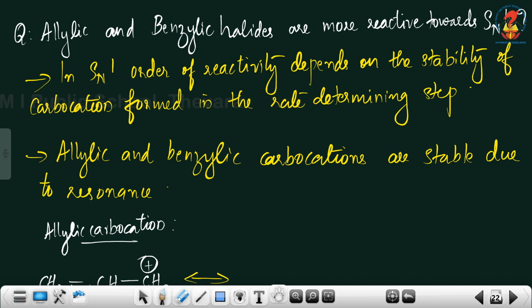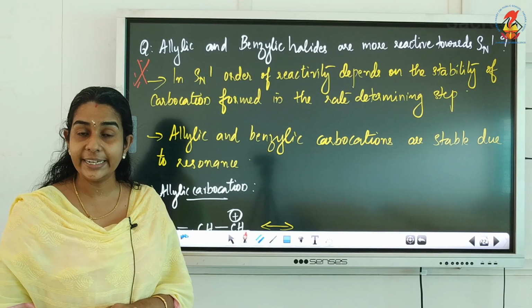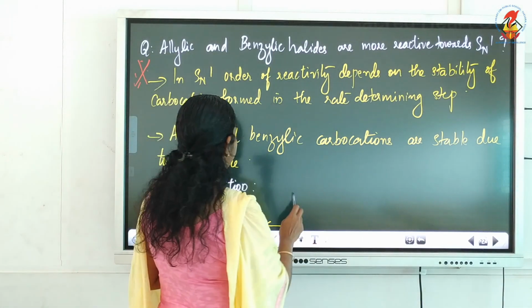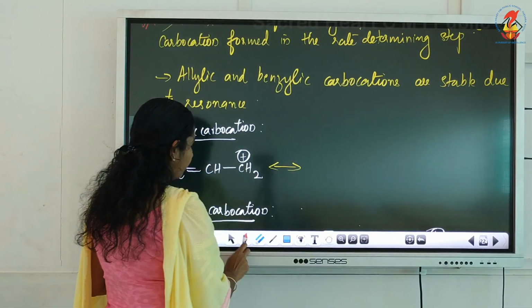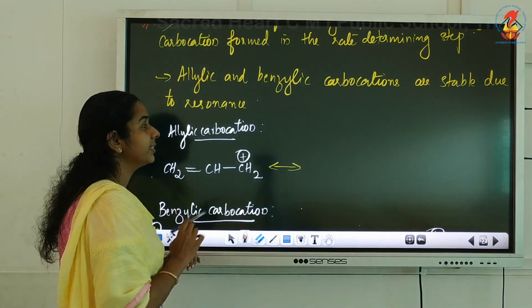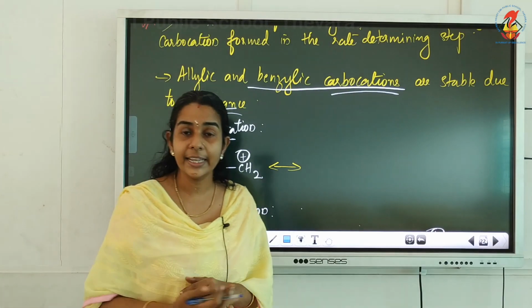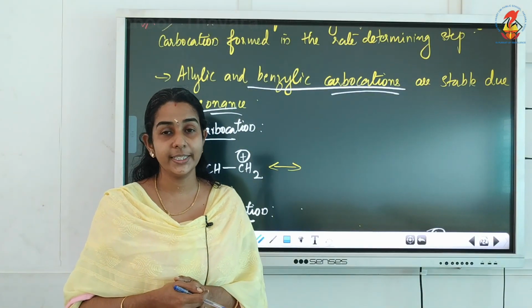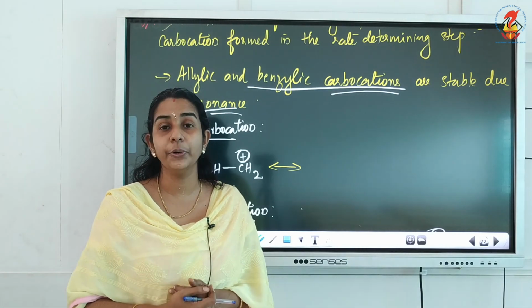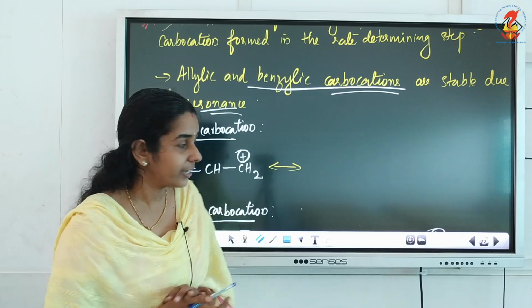Now, the next question is a very important question, a repeated board question, a very hot question. Why are allylic and benzylic halides more reactive towards SN1? The reason is, as we know, in SN1 the order of reactivity depends on the stability of the carbocation formed during the rate determining or the slowest step, that is step 1. We know that allylic and benzylic carbocations are more stable due to resonance. So the reason is the extra stability of the allylic and benzylic carbocations formed.